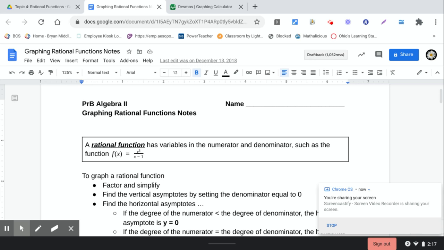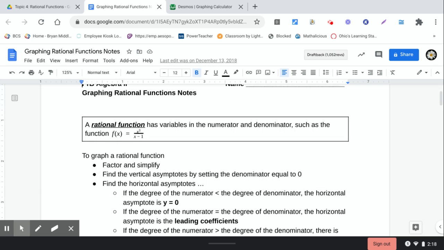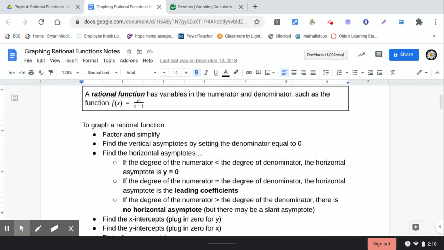We talked in the last lesson about how to graph rational functions, and we had all of these different steps that we went through: factoring and simplifying, finding vertical and horizontal asymptotes, intercepts, and then finally putting that all together and graphing it. Now, I want to talk a little bit more about horizontal asymptotes. So remember, we had these three rules.